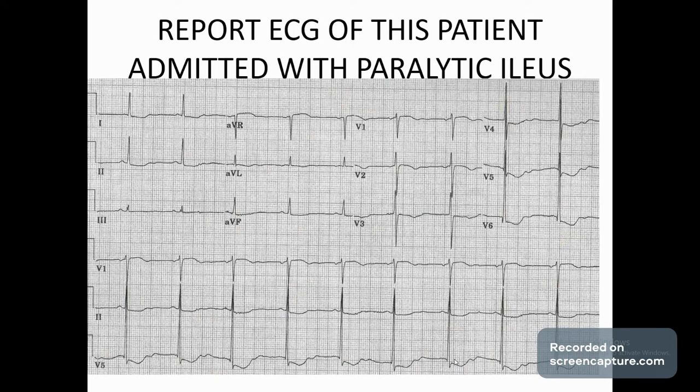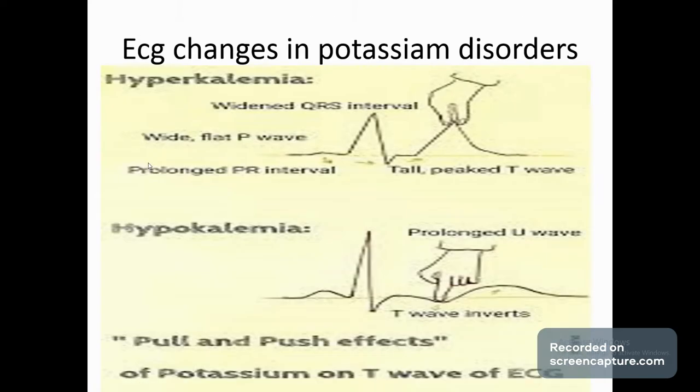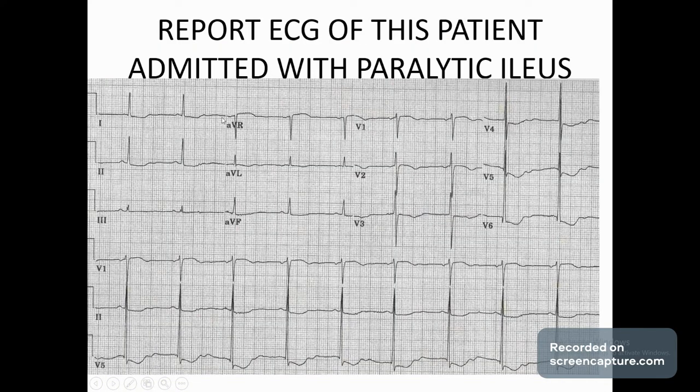Now, report this ECG. This patient was admitted with a paralytic ileus. Hypokalemia changes are seen in this electrocardiogram. There is T wave flattening and prolonged QT interval. However, the changes of hypokalemia can be more: T wave inversion can occur, ST depression can occur, and the U wave may be present. Now, the U wave is here. This is a classical U wave. The U wave is one of the features of severe hypokalemia.